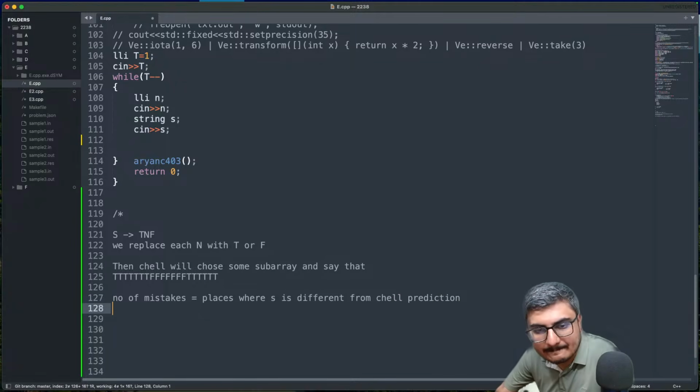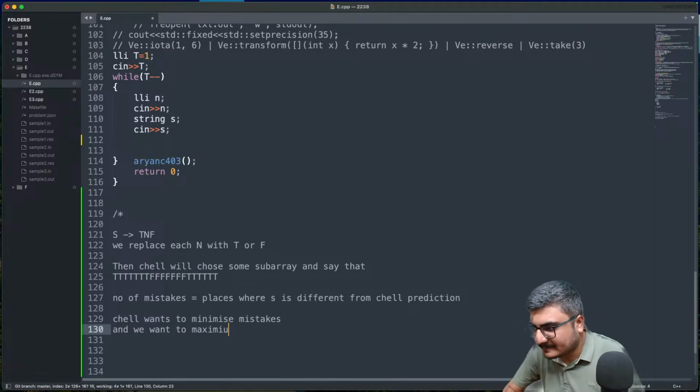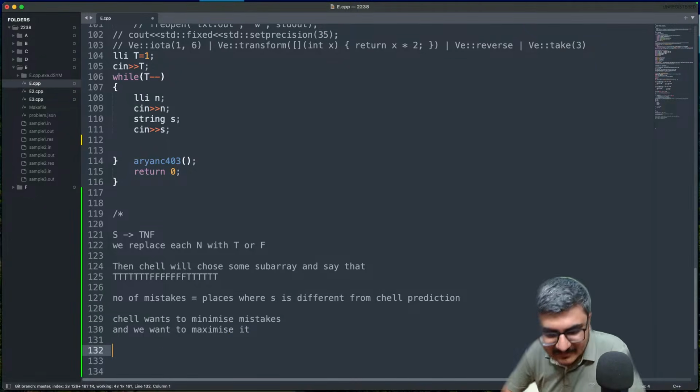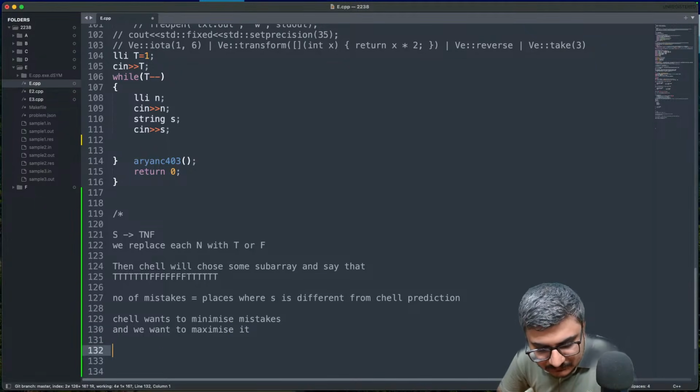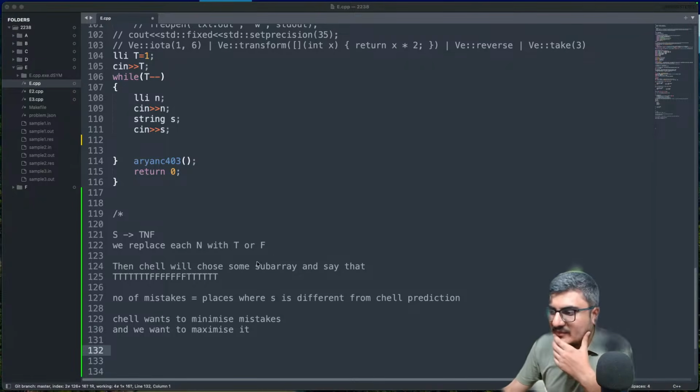This is where we are. Looks great, right? And Sal wants to minimize mistakes and we want to maximize it. Any questions so far on the problem statement? So this is where we are.